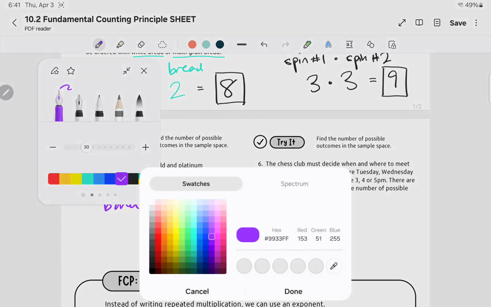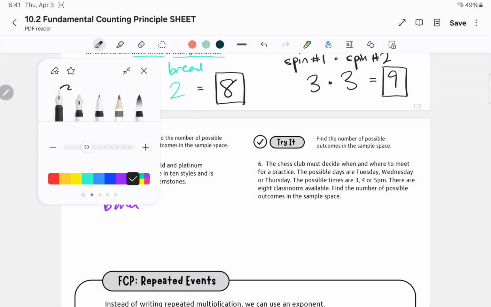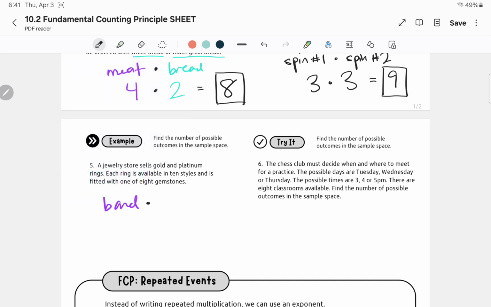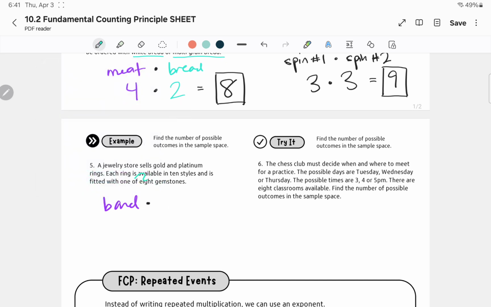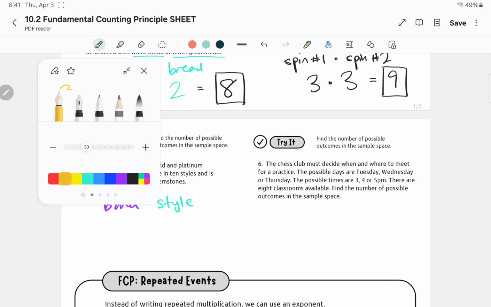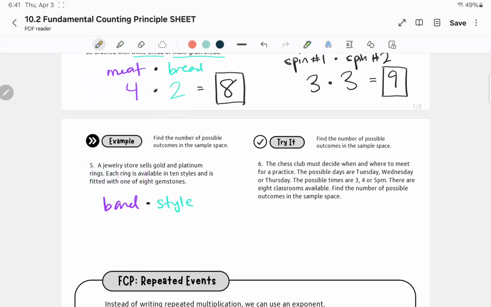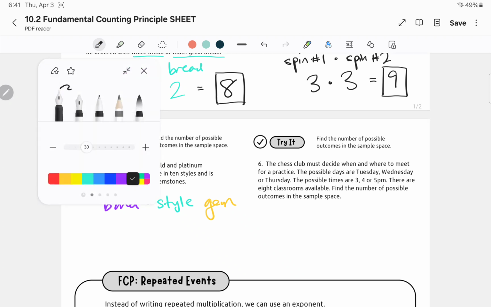Oh my goodness. There we go. I'm trying to do the colors and it's not working. So we have the band of the ring. Then it says each ring is available in 10 styles. So we have the style of the ring. And then let's choose orange. And then we have the gemstone of the ring.